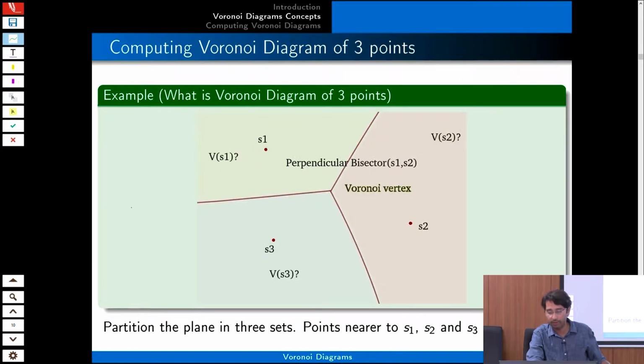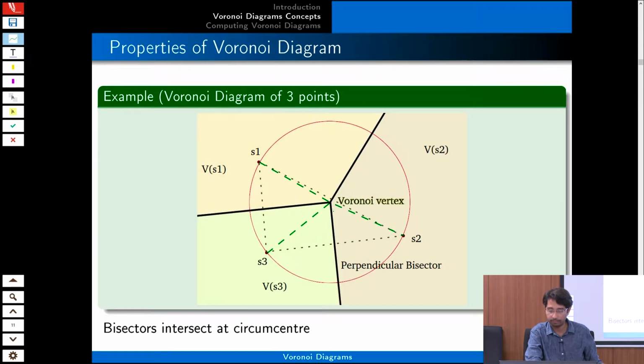So, let us move ahead. This is a typical Voronoi vertex, a cleaner drawing than what I have drawn.